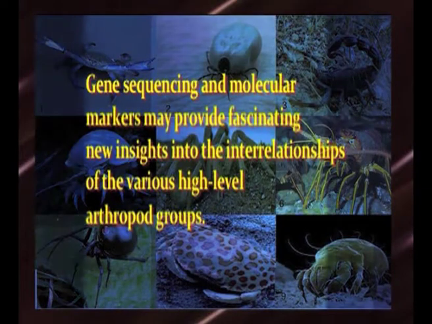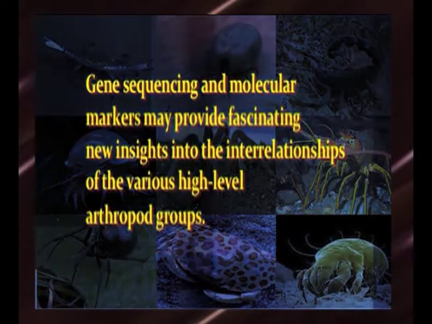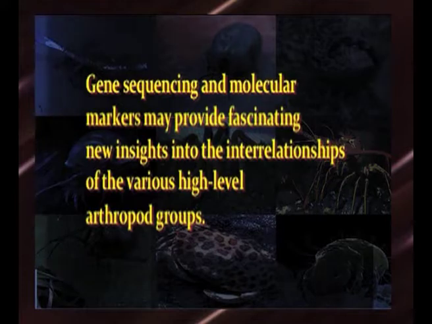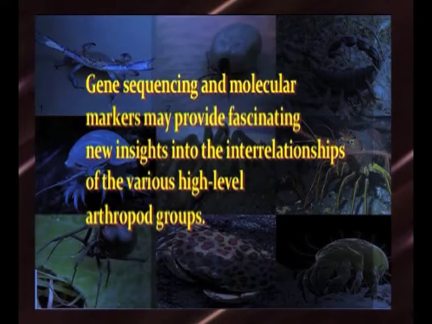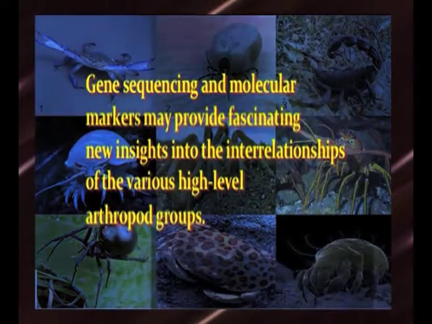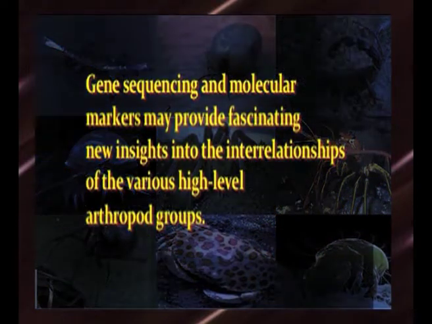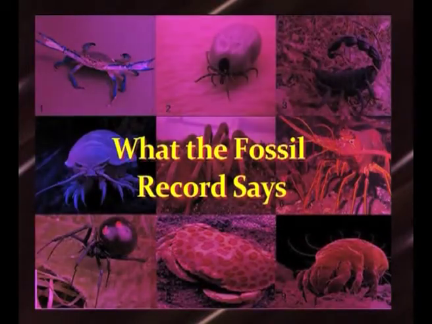To this end, the term arthropod should probably be used to represent a grade of organization in which a soft-bodied ancestor, presumably a segmented form, developed a tough or toughened cuticle. Gene sequencing and molecular markers may provide fascinating new insights into the interrelationship of the various high-level arthropod groups. What the fossil record says.